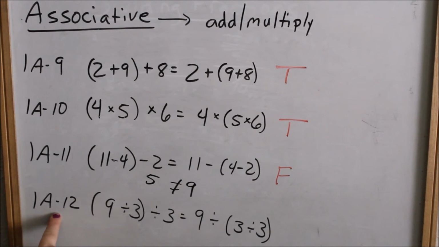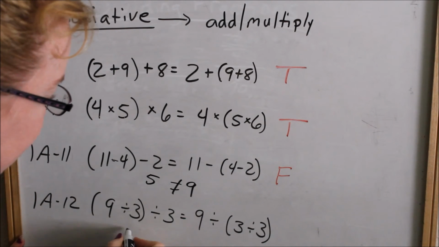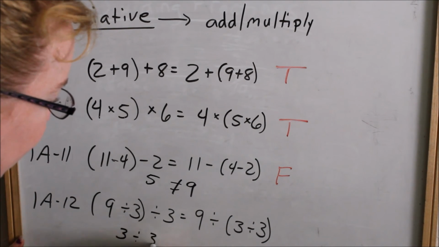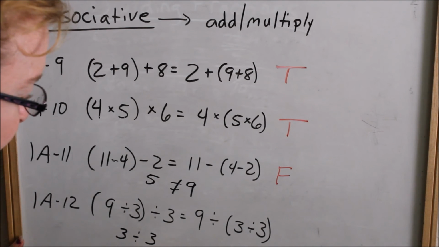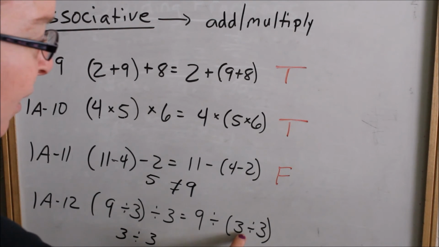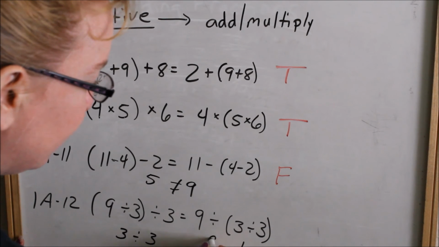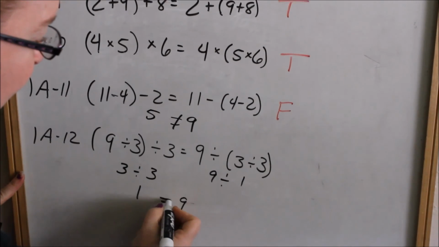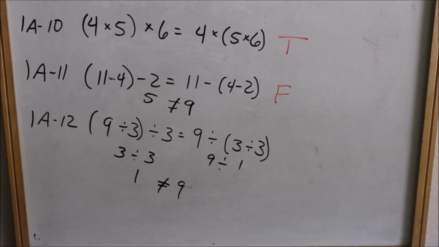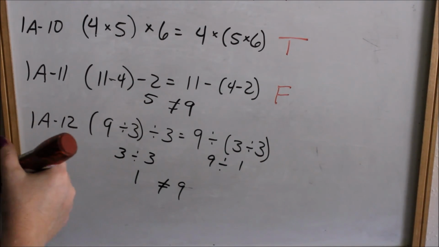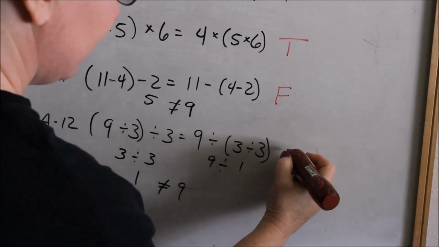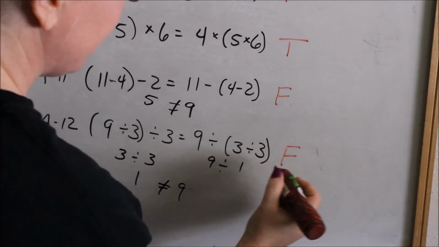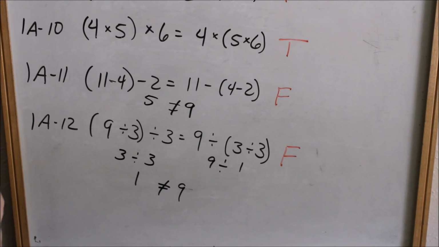Alright, let's look at this problem. Okay, doing the parentheses first. 9 divided by 3 is 3. Then you have 3 divided by 3, which is 1. Okay, let's do this side. 3 divided by 3 is 1. Now do 9 divided by 1, which is 9. 1 does not equal 9, which means that the original statement is false and you cannot do division with associative. You can only do addition and multiplication with the associative property.